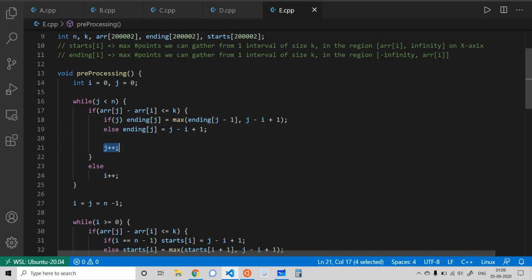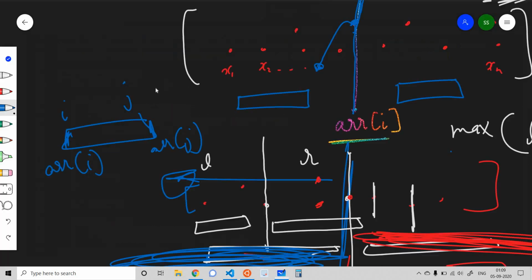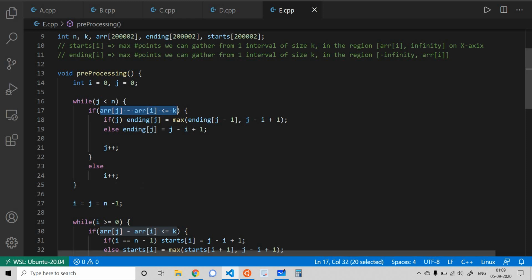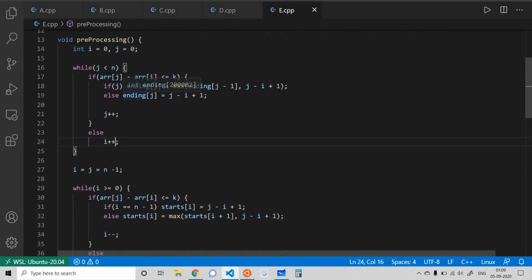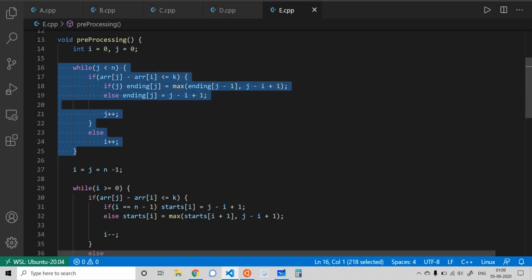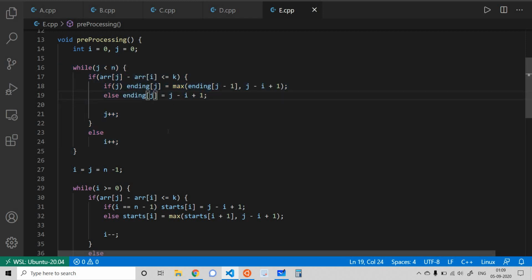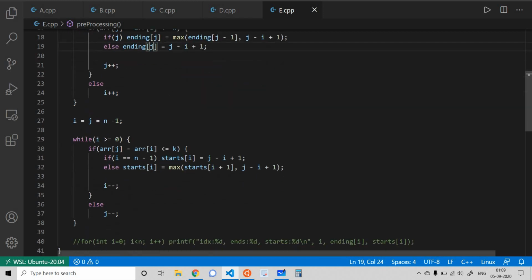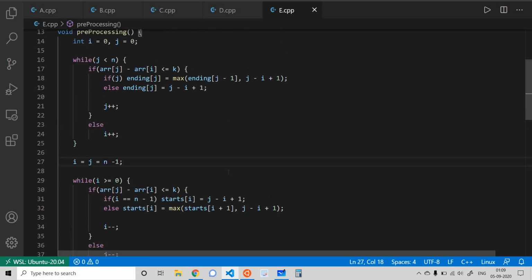Then I expand my window in this case, and if I see that array j minus array i is greater than k, that is, the length of the window I am currently taking is greater than k, then I need to shrink it. I will shrink it from left to right, so I will do i plus plus in this case. After we come out of this loop, we would have found the value of ending i for each of the points. Similarly, I've done the same thing for start i, and in this loop I have traversed from right to left. It is the same thing if you see.